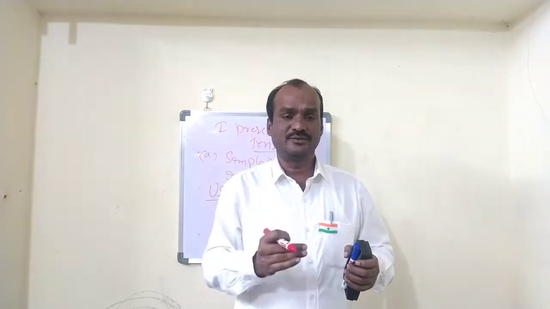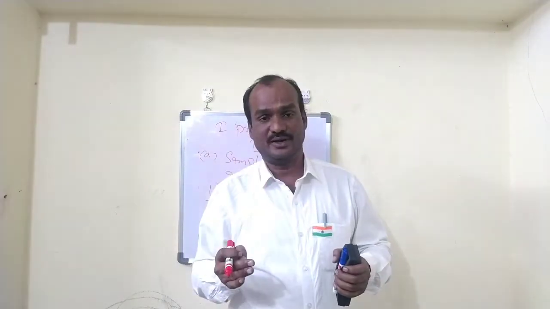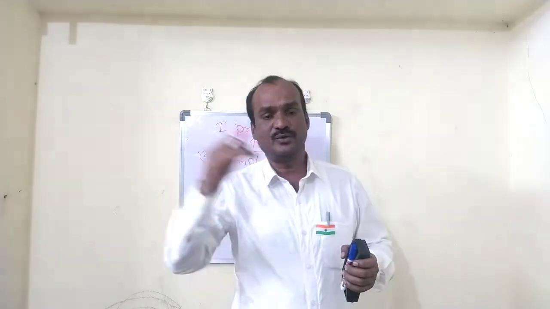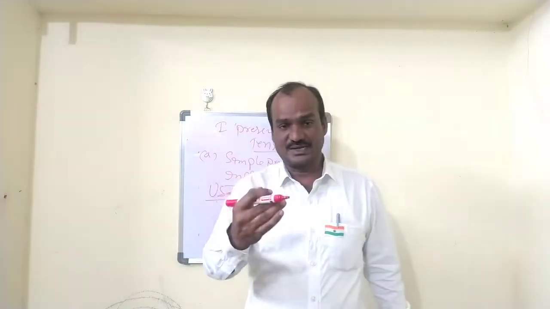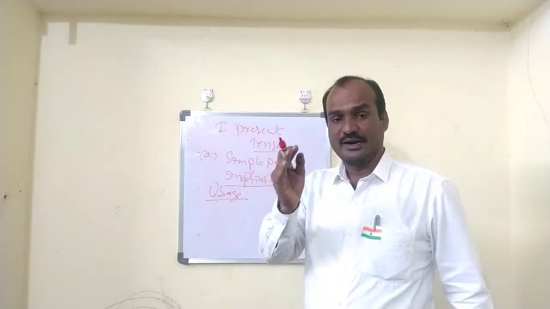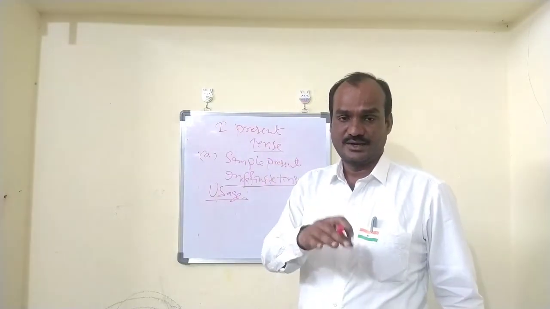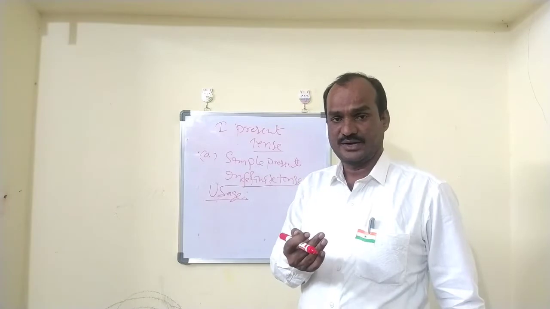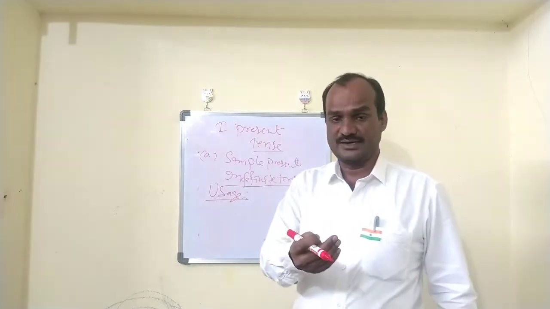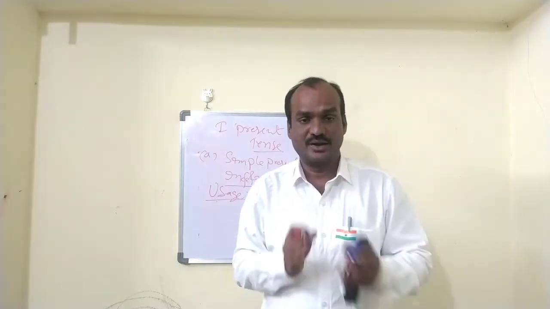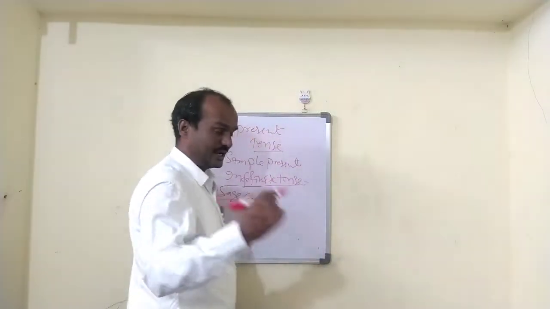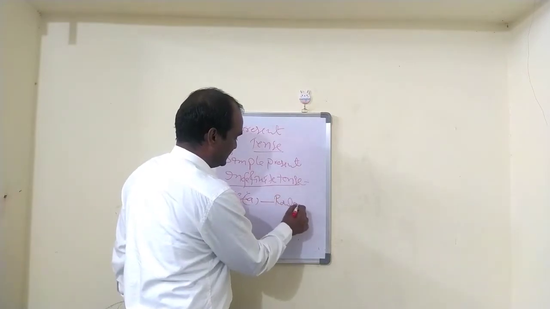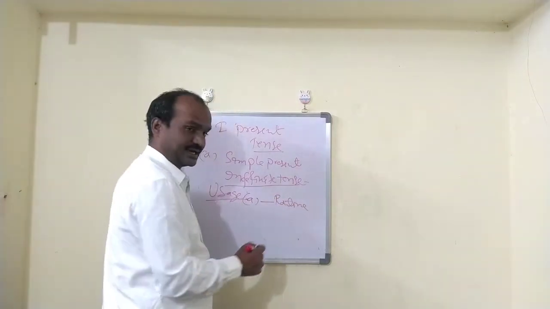I read newspaper every day in the morning. I go for a walk. These are repeated actions, routine actions. So in simple present tense, one is repeated actions or routine actions or normal routines, universal facts, and future planned actions. First one is routine actions, which are repeated actions.